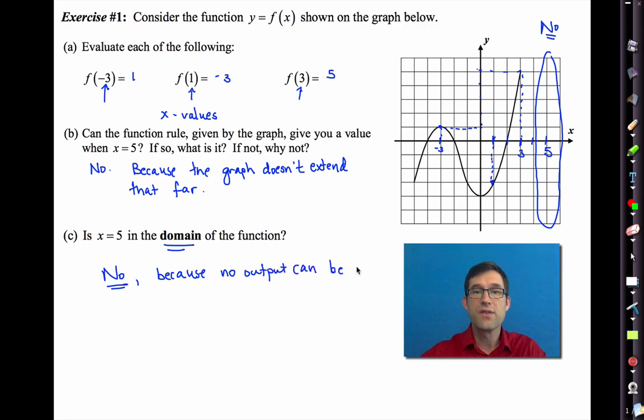And that is the real basis for this piece of terminology, right? A value of x will be in the domain of the function if you can find a value of y, or an output for that value of x. 5 can't lie in the domain, simply speaking, because there is no value of y that goes with it. All right? So I'm going to clear out this text. Write down whatever you need to.